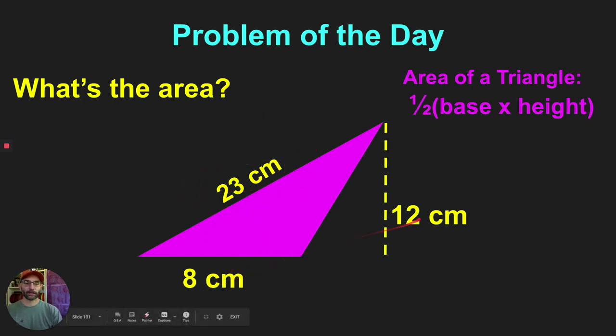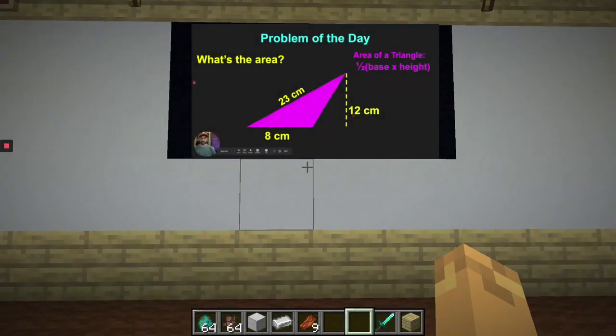So, what is the area? 8 times 12 times a half, or divided by 2. You should have 8 times 12 is 96, and half of 96 is 48. 48. Got it?